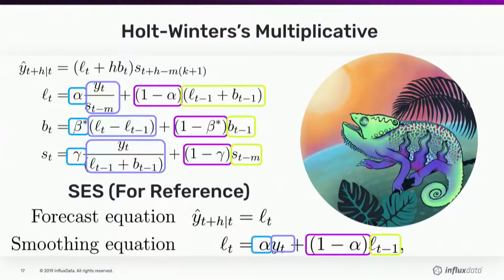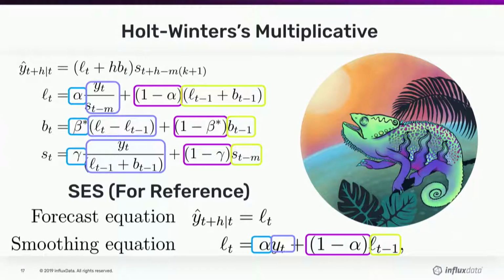So this is what Holt-Winters multiplicative method looks like. And you can see, for reference, we have single exponential smoothing on the bottom. So you can see how it looks really similar. The difference is we're adding 2 more parameters to our algorithm, and that is trend and seasonality.